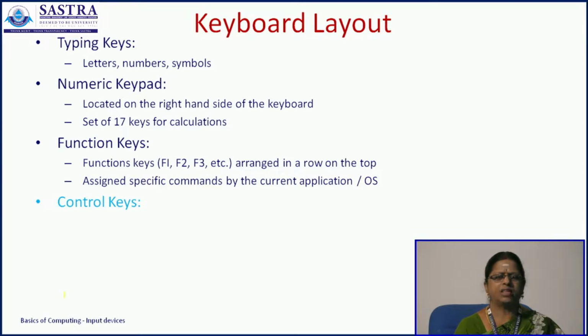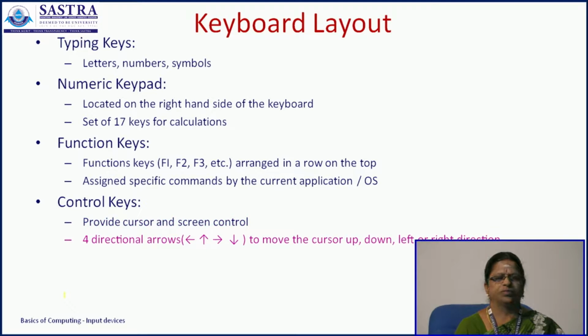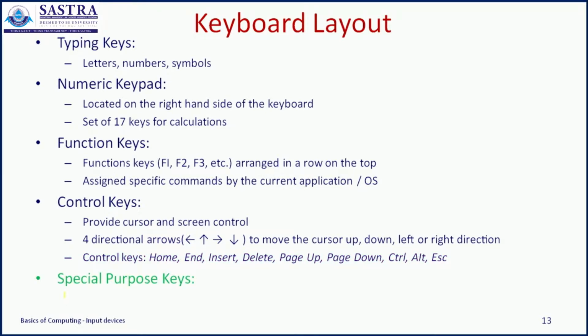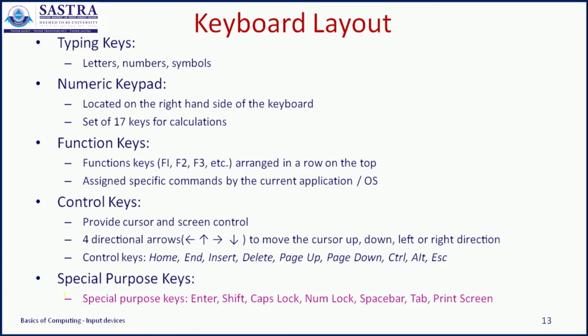We also have the control keys which provide cursor and screen control. To have the cursor movement, we have got 4 directional arrows to move the cursor up, down, left or right. We also have the control keys such as home, end, insert, delete, page up, page down, control, alt, escape. Some special purpose keys are also available such as enter, shift, caps lock, num lock, spacebar, tab and print screen. These are the 5 sections which are present in the keyboard.